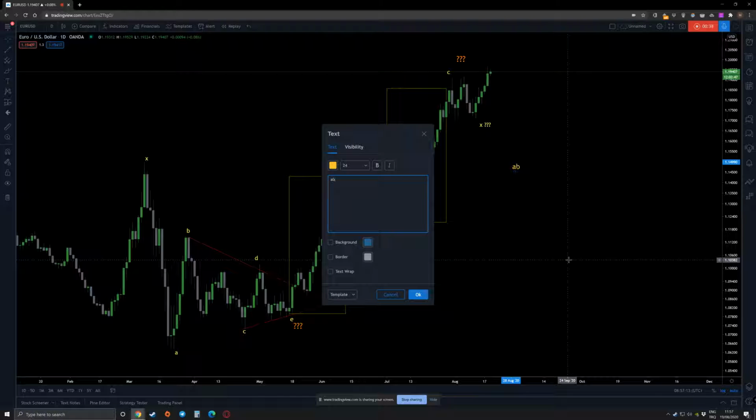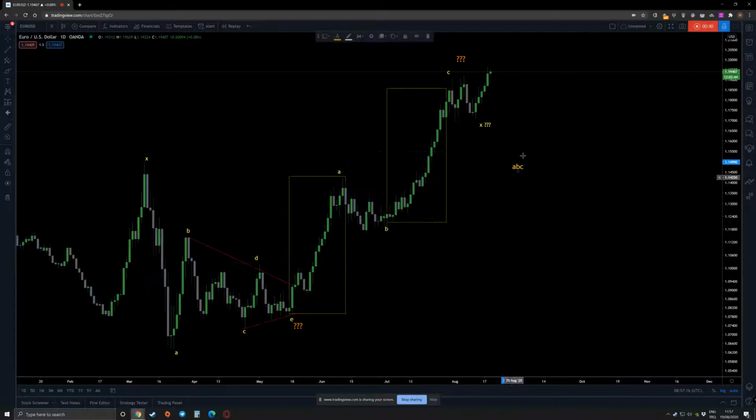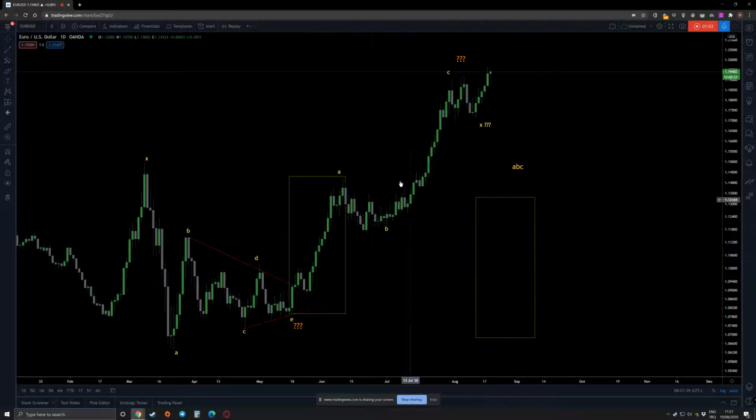So we have the first ABC, okay? After this on the big degree is finished, and we have the wave A of the zigzag, okay? Now, after the wave A of the zigzag, we have the wave B, and then we have the wave C. Now, the little problem about this analysis is it is pretty hard to figure out exactly where the B wave has finished, okay?